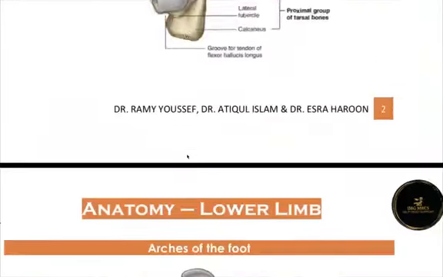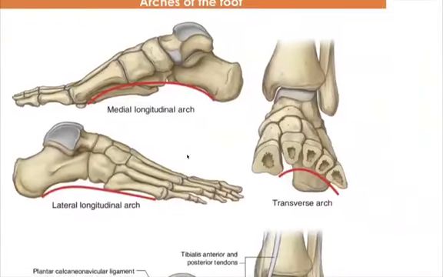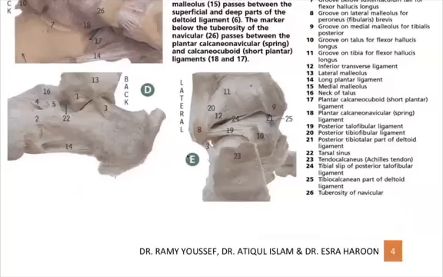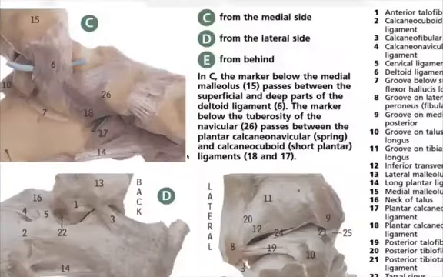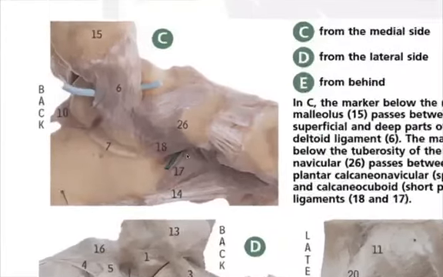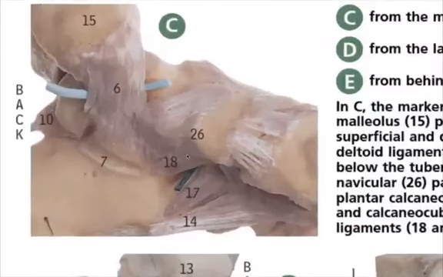This is the sustentaculum tali, and it is a part of which bone? The calcaneum. Is it a joint? The sustentaculum tali? No, it's just a bony impression of the calcaneum. Okay.